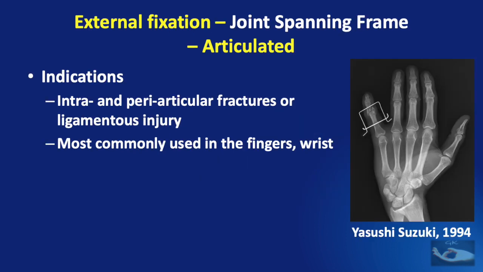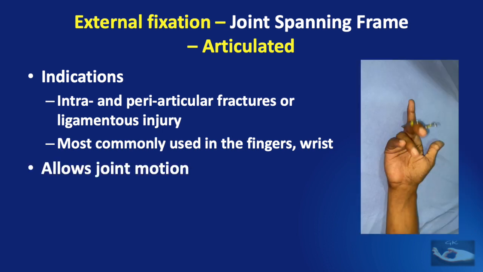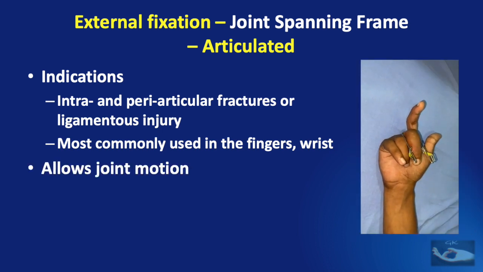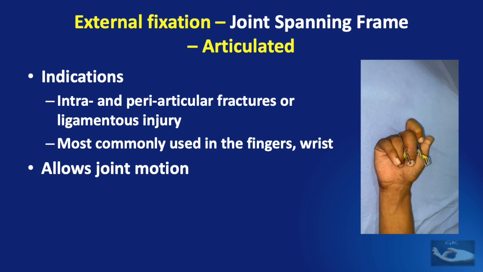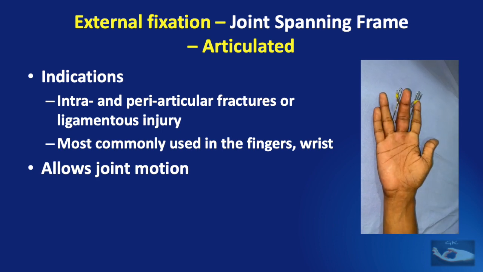In the hand, there are situations where though we apply an external fixator, we need to maintain the function of the joint. In such situations, articulated external fixators can be applied in conditions of intra and periarticular fractures or ligamentous injury. An example is the Suzuki frame, which allows joint motion even while keeping the fractured fragments in reduced position.